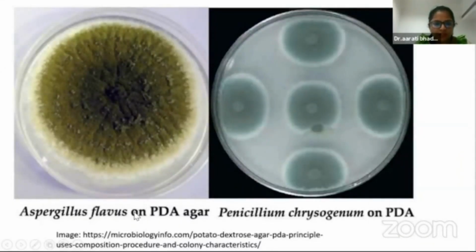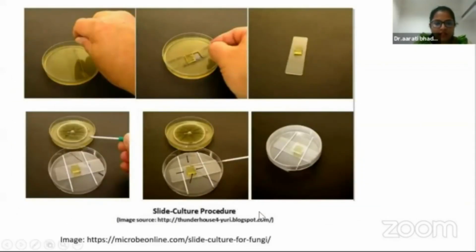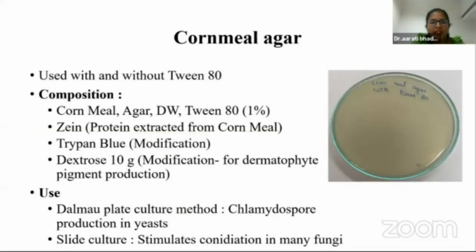These are some growths on PDA. This is Aspergillus flavus, and this is Penicillium chrysogenum on PDA. So it can be used as a medium for primary isolation also. It is most commonly used for the slide culture procedure because it induces sporulation. Next is cornmeal agar.